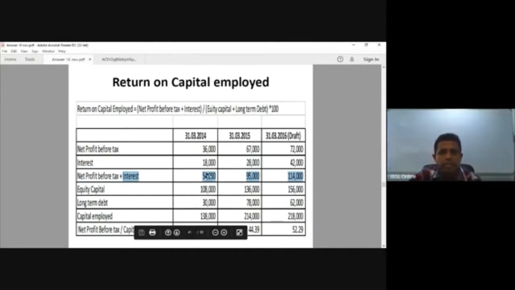Then divide this figure, net profit before tax and interest, by total capital employed. Then you have the answers: 39%, 44%, and 52%.